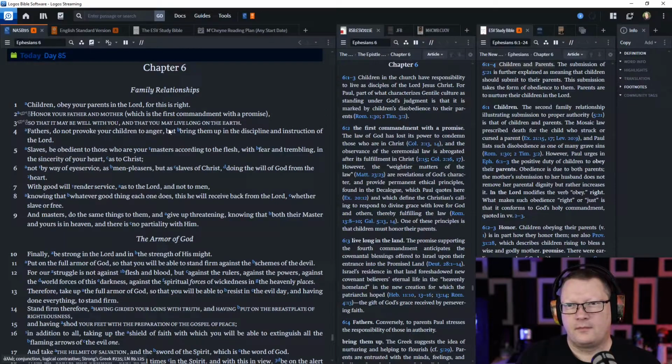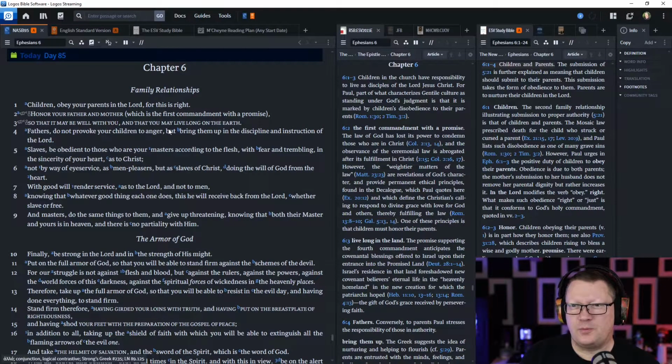Children, obey your parents in the Lord, for this is right. Honor your father and mother, which is the first commandment with a promise, so that it may be well with you, and that you may live long on the earth. Fathers, do not provoke your children to anger, but bring them up in the discipline and instruction of the Lord.